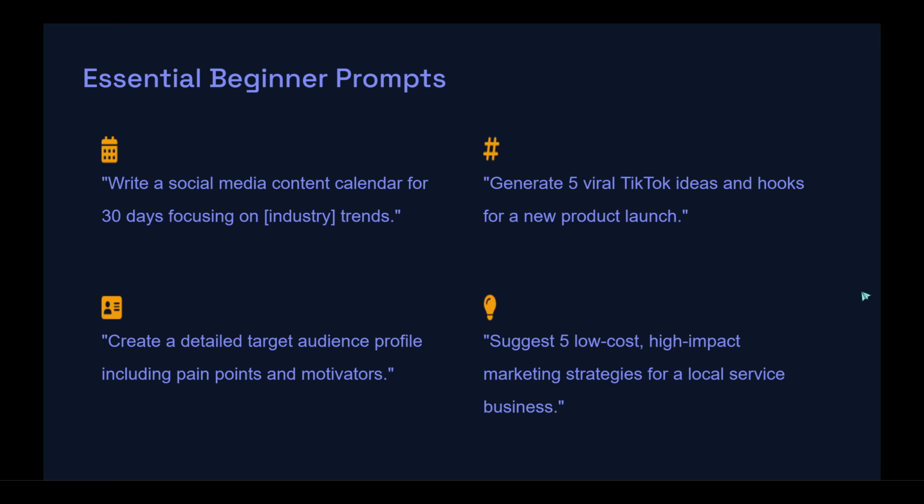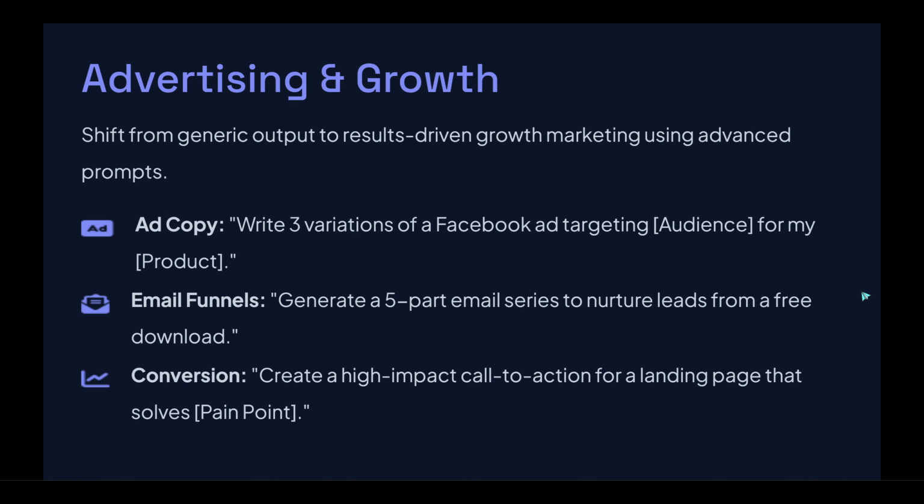For content and social media, try: Write Instagram captions for a business type. Generate TikTok marketing ideas for beginners. Create engaging Facebook post ideas for my audience. Write a short promotional script for social media. Suggest viral content ideas related to industry. Replace the brackets with your details and ask for multiple variations to compare.